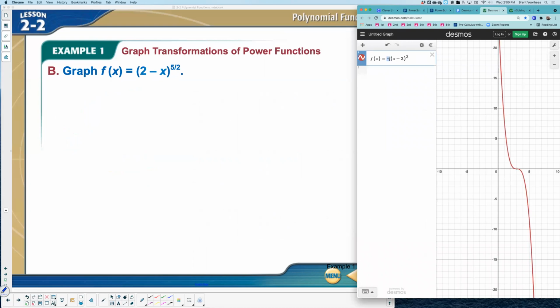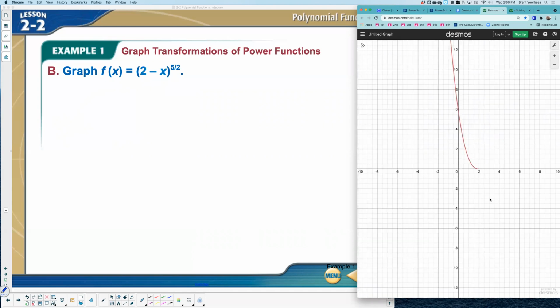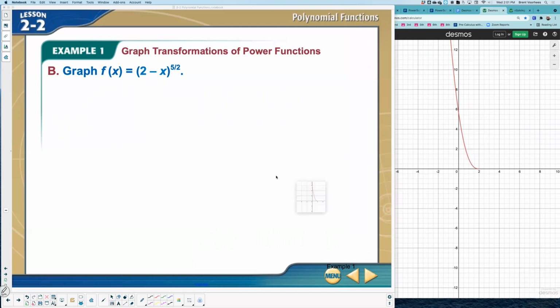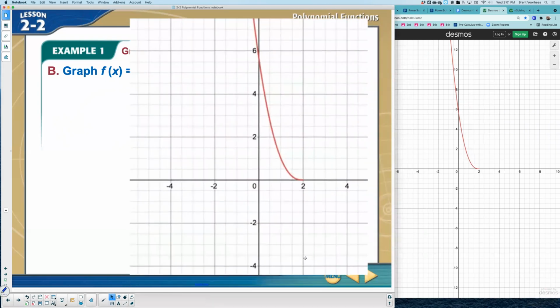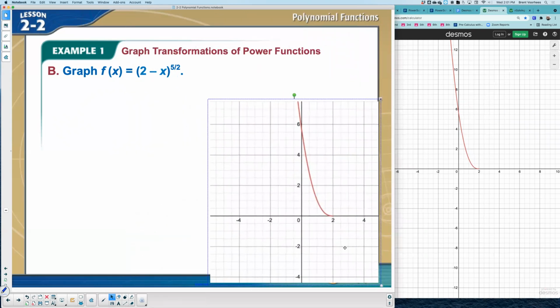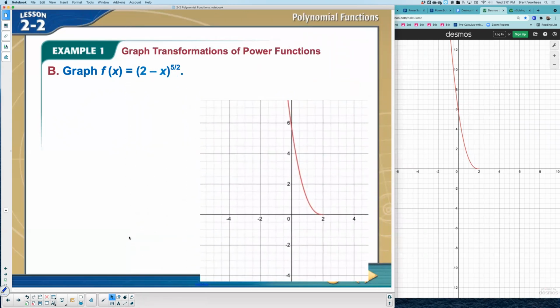Example 1B. This graph says 2 minus x to the power of 5/2. And so here's our picture here. I need to double down on something I did not explain very well a few days back, but I was fine with it because I knew this day was coming. But I'm going to do a better job now of explaining some things here. So here's your graph. Draw a quick sketch as best as possible to represent the graph here for example 1B.